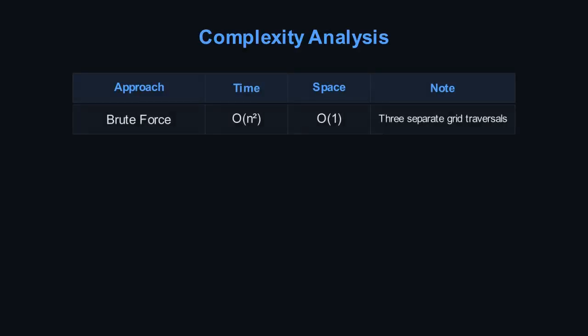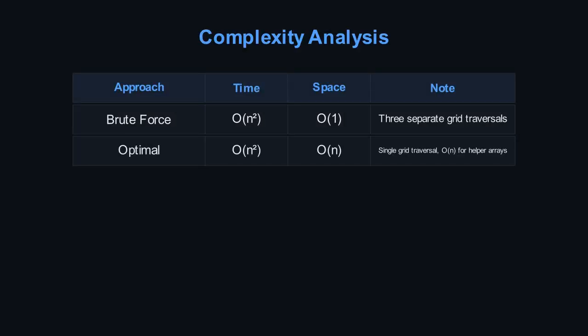Time complexity is O(n squared), quadratic time because we visit each cell once. Space complexity is O(n) for the two helper arrays.